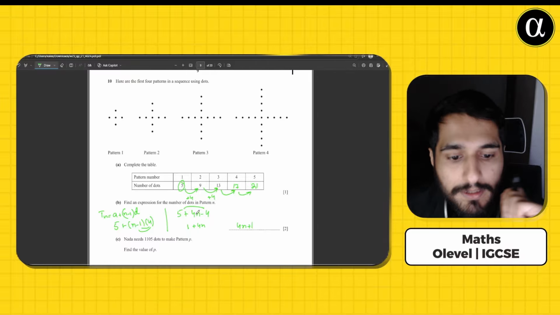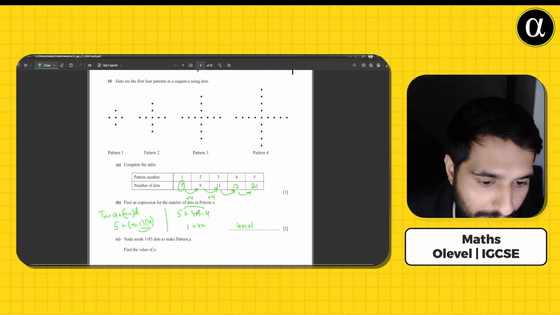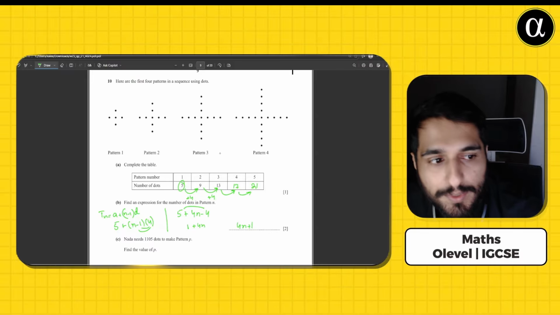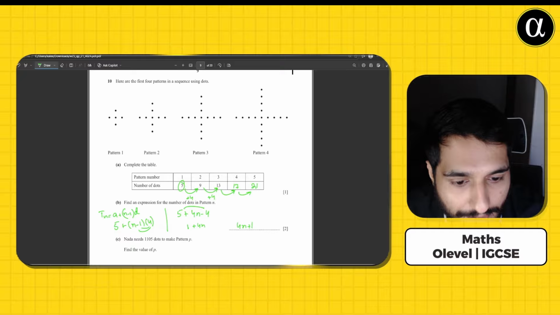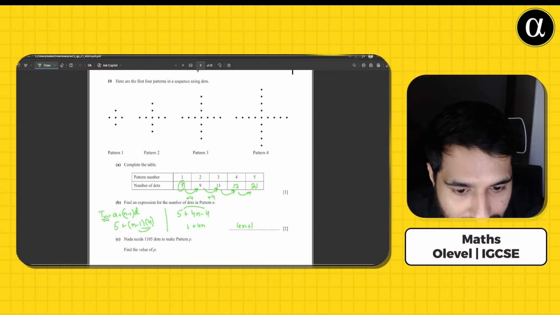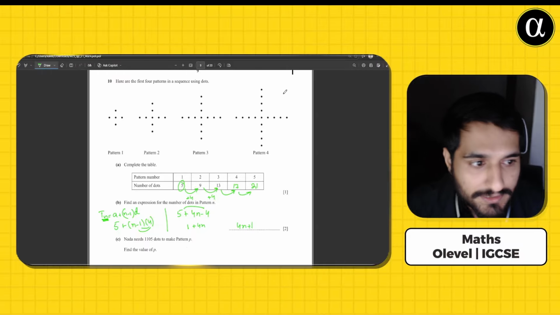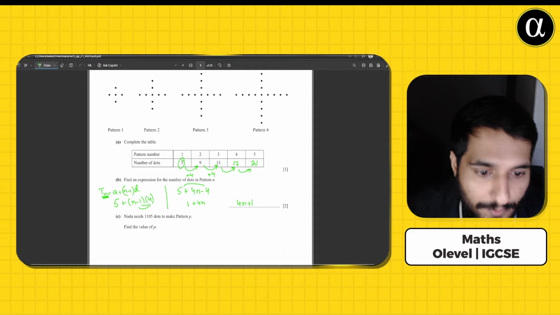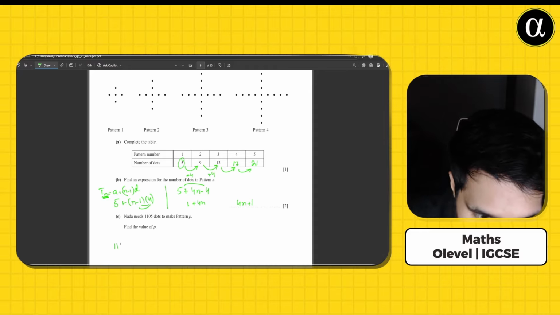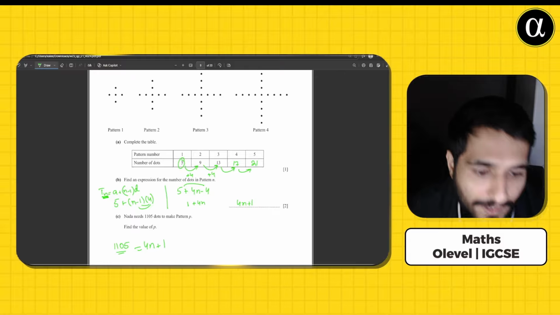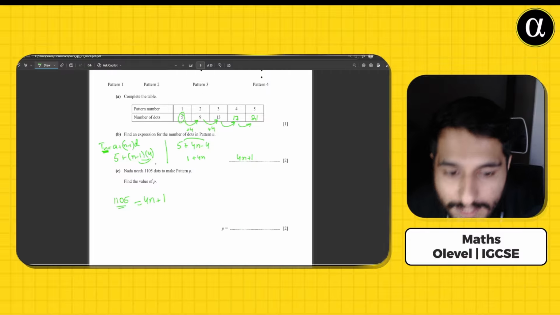Part C. Part C states that Nada needs 1105 dots to make pattern P. Now what we know is that we had these as the number of dots and n was the pattern number, right? Since we have the number of dots, 1105 as the number of dots should be equivalent to the formula 4n plus 1, and we can find the pattern P from here, where n would be equivalent to P.